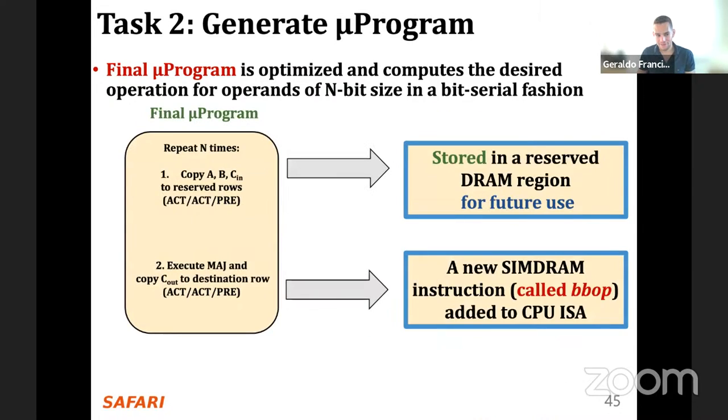The final microprogram that is generated is stored in a reserved DRAM space for future use. And as I said, it also produces a SIMDRAM instruction called bbop, which is then added to the CPU ISA, and the user can leverage it to instantiate this generated microprogram.